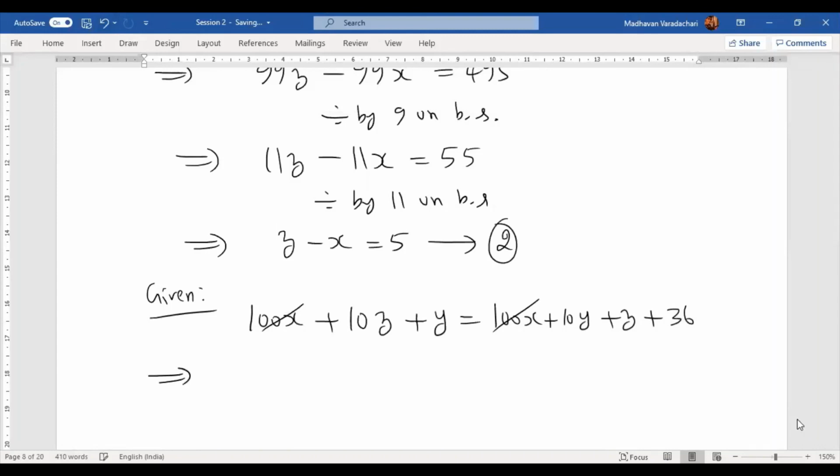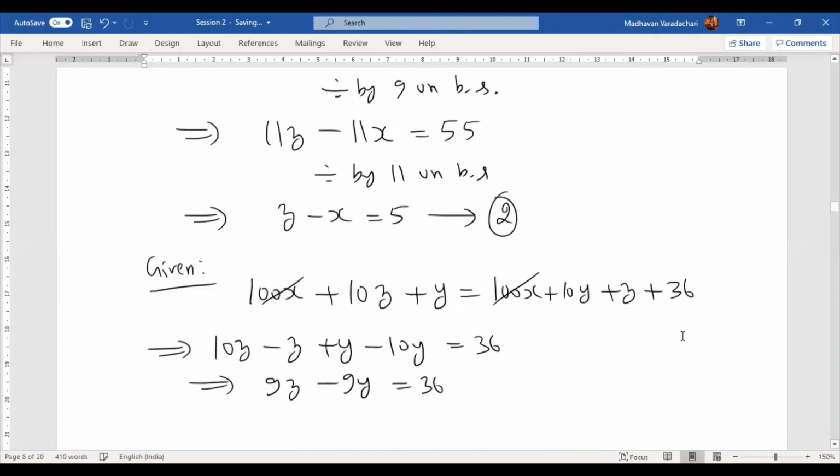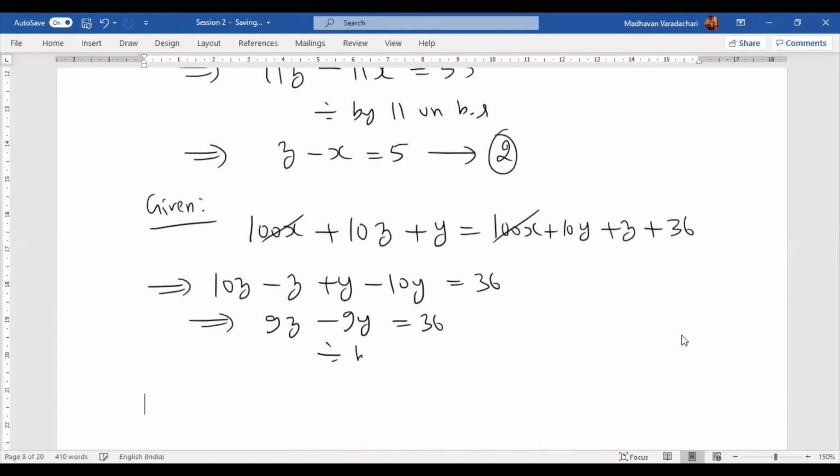Now this can be rewritten as 10z plus y. Bring the z which is on the right side to the left side, it becomes negative z. Take this 10y to the left side, it becomes minus 10y is equal to 36, which means 9z minus 9y equal to 36. Now dividing both sides by 9, what do we get? z minus y equal to 4. Call this equation 3.